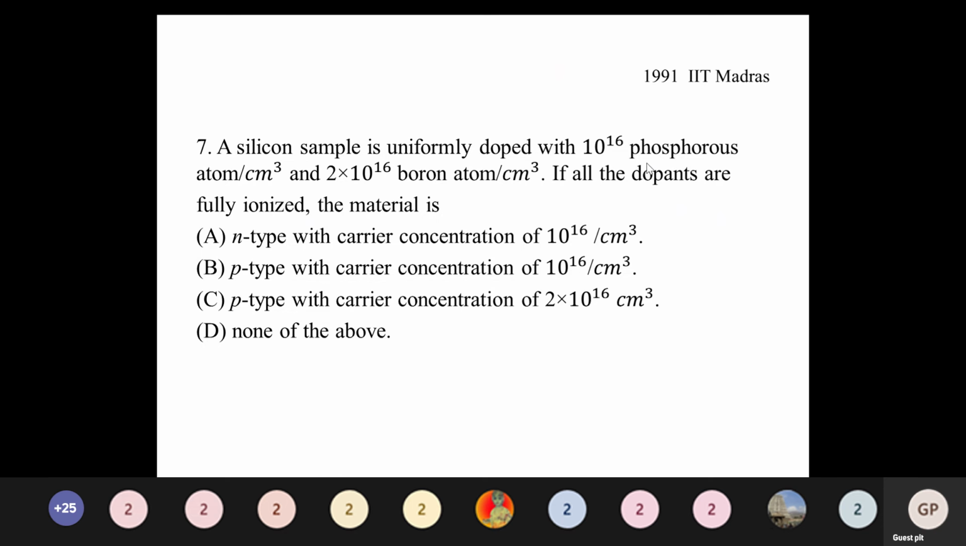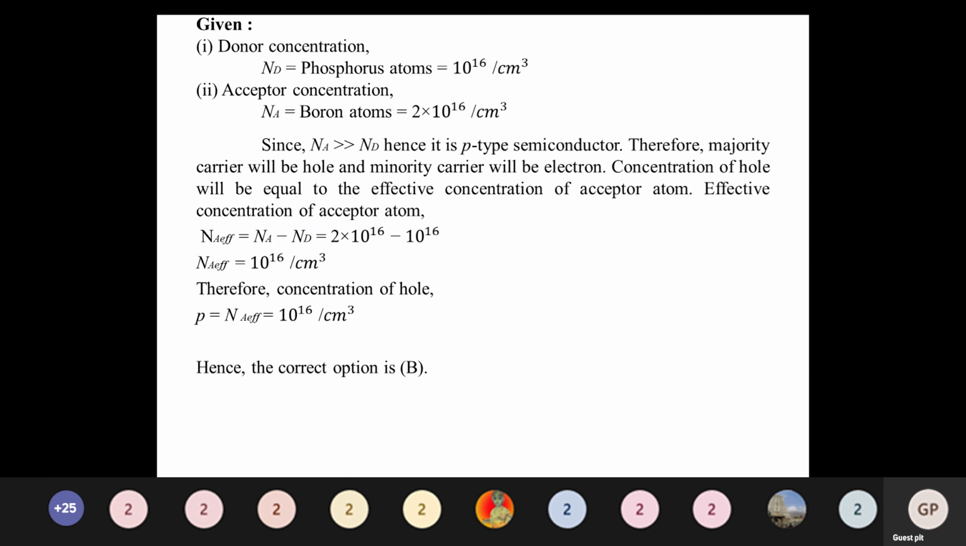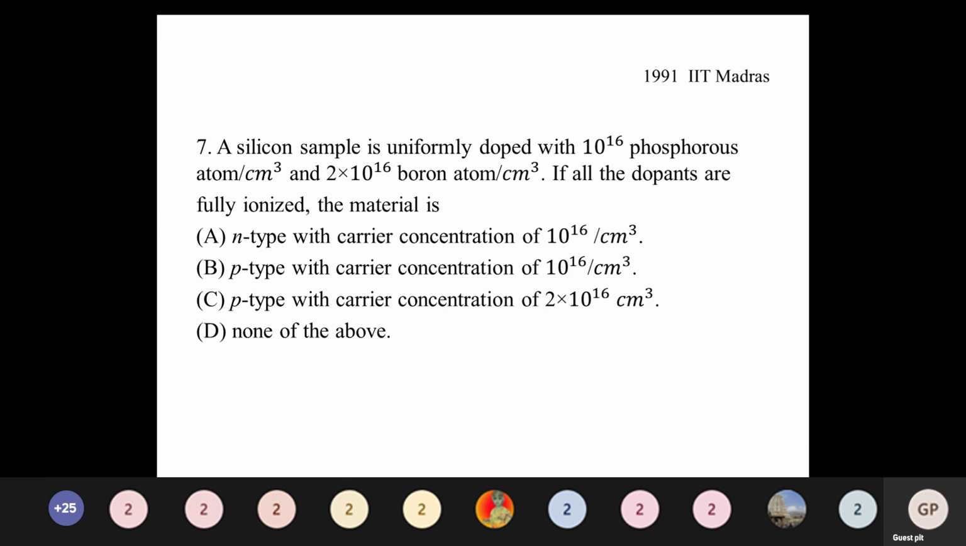So silicon is doped with phosphorus. Phosphorus means it is what type, donor or acceptor? Phosphorus is an acceptor. Sorry, phosphorus is a donor. Boron is an acceptor, that you already know. So phosphorus is a donor, meaning donor concentration Nd equals 10 to the power 16, and then the acceptor concentration is also there.